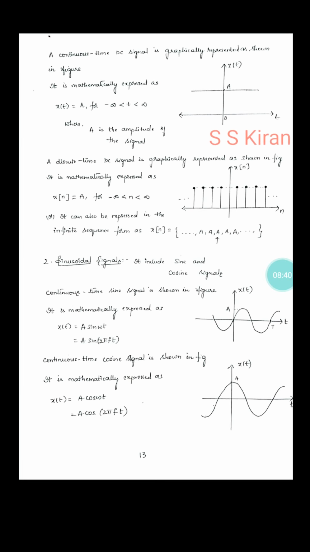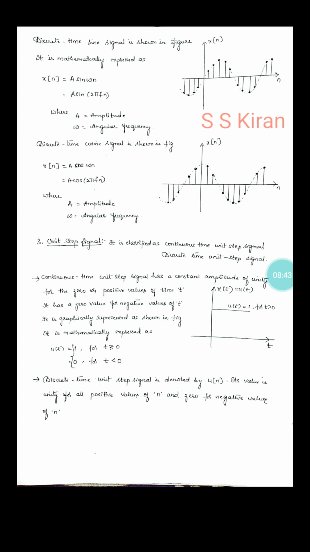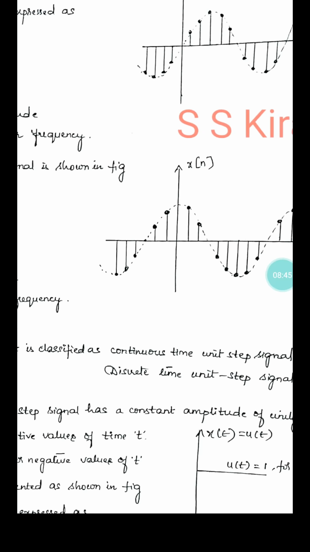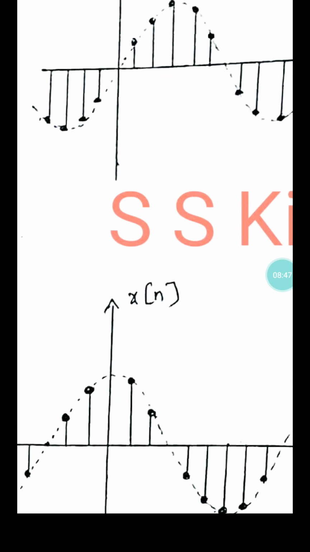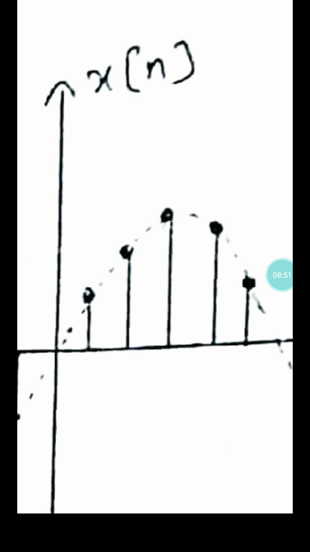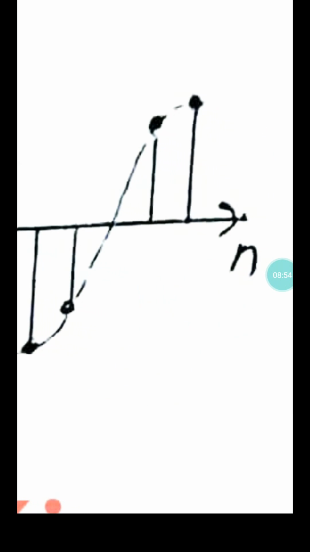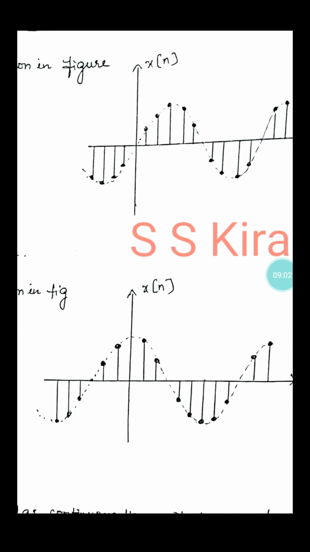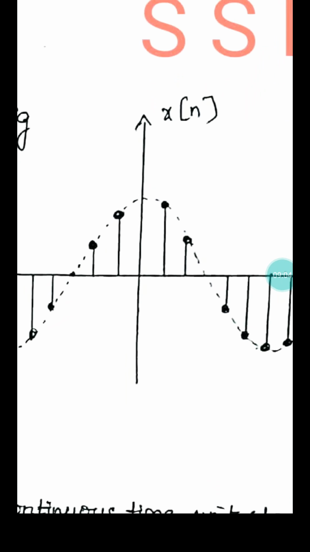Now we will see the discrete representation. I think you know how we can represent it as discrete. This is the discrete representation. On the y-axis you take x of n, and on the x-axis we represent some integer number, called n. This is the sine wave in the discrete time signal. This is the cosine wave in the discrete time signal.